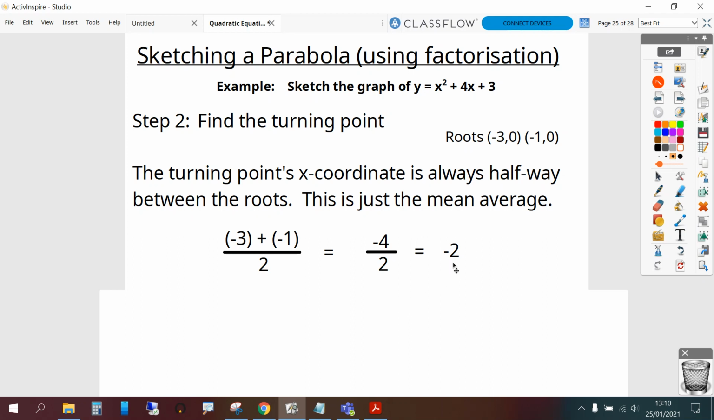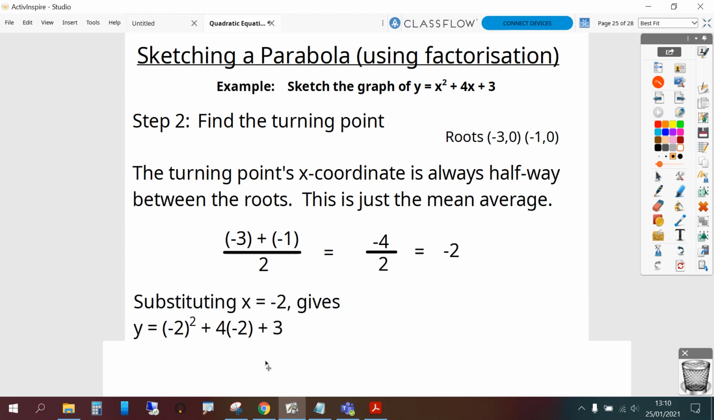So this is the x-coordinate of the turning point, but we also need the y-coordinate, so we substitute x equals -2 into the formula at the top. And we get -2 squared plus 4 -2's plus 3, and all that works out to be -1. So our turning point is -2, -1.